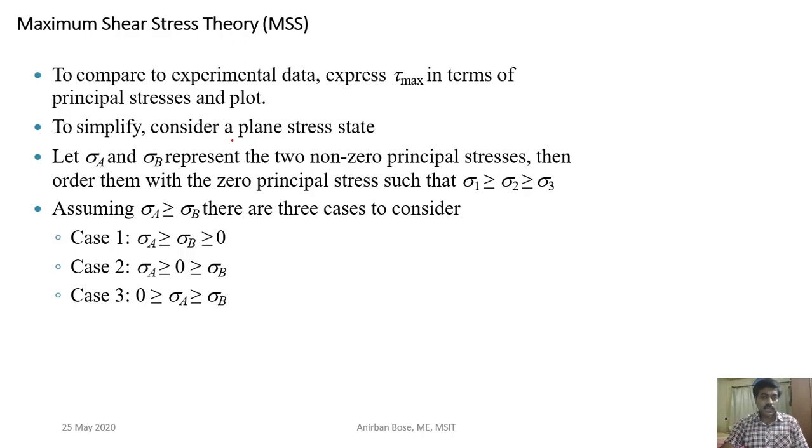Now consider, instead of a general state of stress, the plane stress condition. In plane stress conditions, first remember that sigma 1, sigma 2 and sigma 3 are the notations used for the principal stresses in an ordered form. That means they are ordered principal stresses: sigma 1 is greater than or equal to sigma 2, which is greater than or equal to sigma 3. So sigma 1 means the maximum principal stress, and sigma 3 means the minimum principal stress.